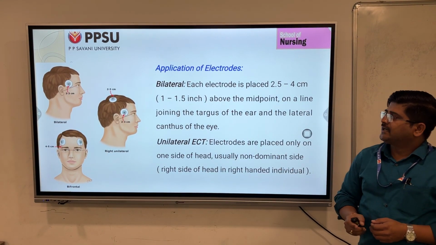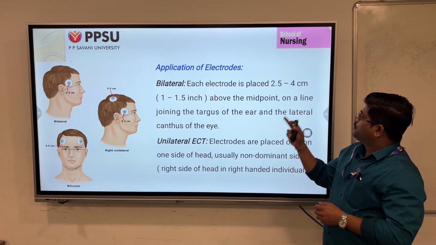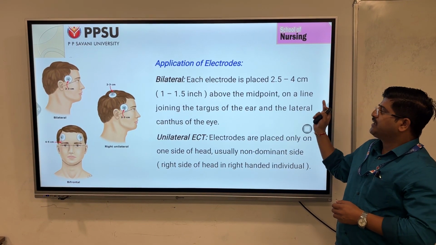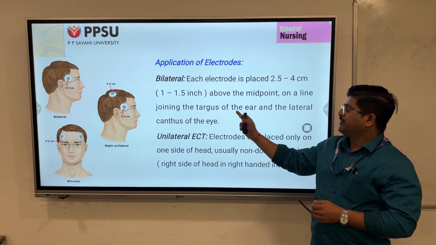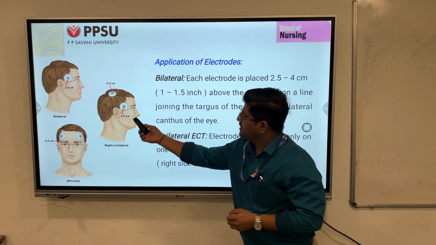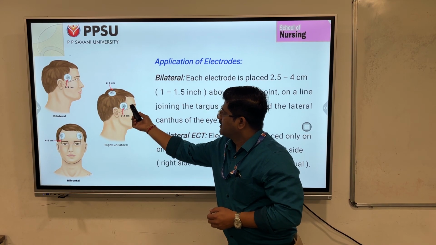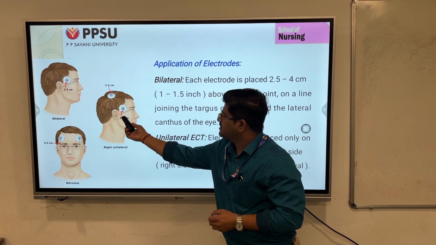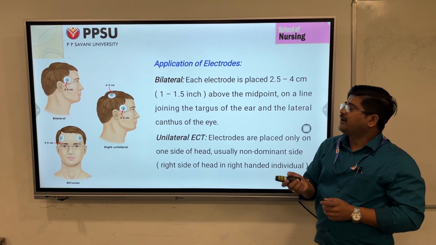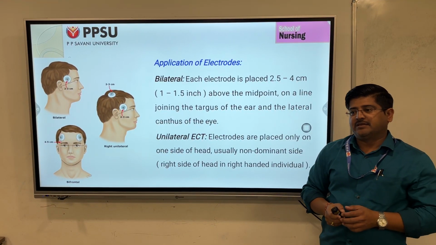So in the bilateral, commonly the electrode is placed 2.5 to 4 centimeters, that is 1 to 1.5 inches, above the midpoint of the line joining the tragus of the ear and the lateral canthus of the eye. You can see here the landmark: they draw the line between the outer canthus and the tragus of the ear, mark the midpoint, and measure 2.5 to 4 centimeters.